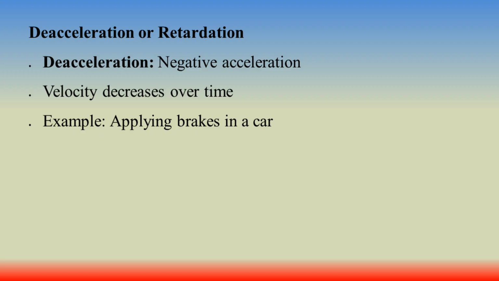Deceleration or retardation. Now what happens when an object slows down? That is called deceleration or retardation. It is just a negative acceleration. So if you apply brakes in a car and your velocity decreases, your acceleration is in the opposite direction to your motion.